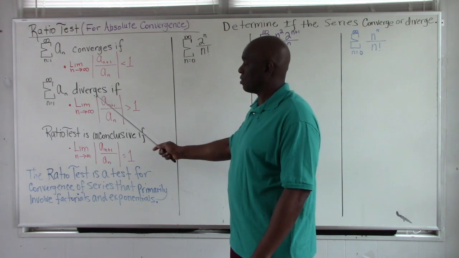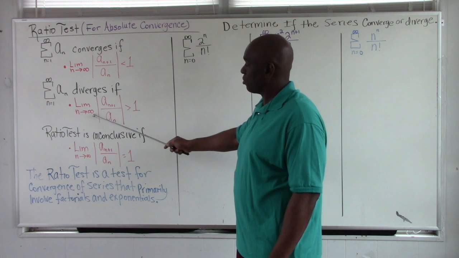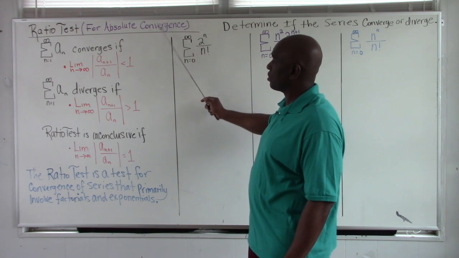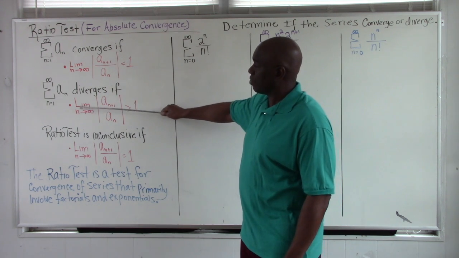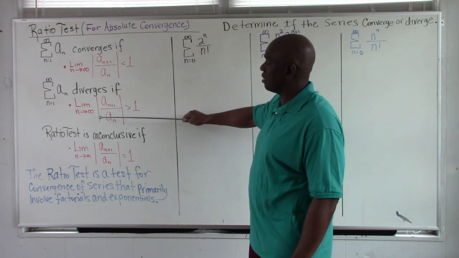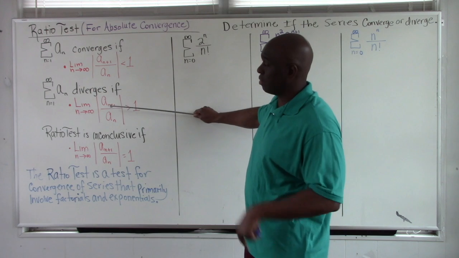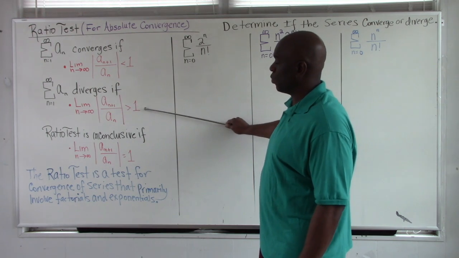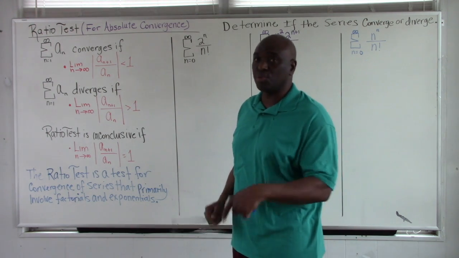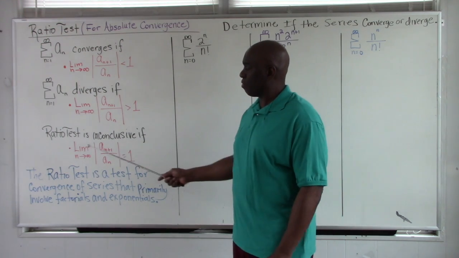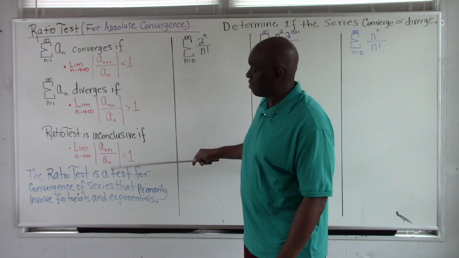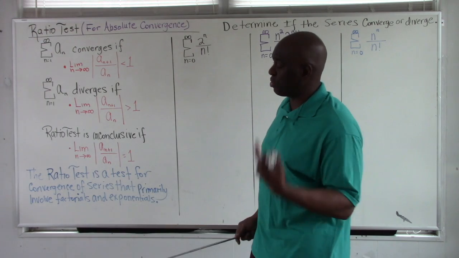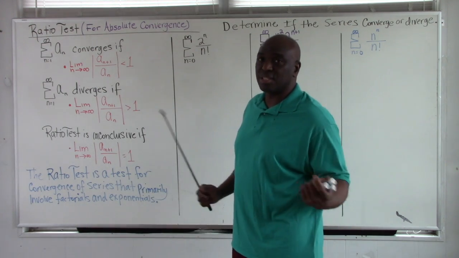The series diverges if the limit as n goes to infinity of the absolute value. That's why it's called absolute convergence. We're talking absolute values here. So it's going to diverge if the limit as n goes to infinity of a subscript n plus 1, the succeeding term, divided by the actual sequence itself, a_n, is greater than 1. The series will diverge if it's greater than 1. And the ratio test is inconclusive if the absolute value of that ratio, as n approaches infinity, equals 1.